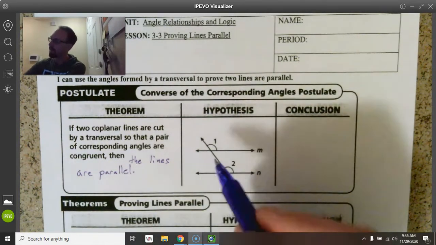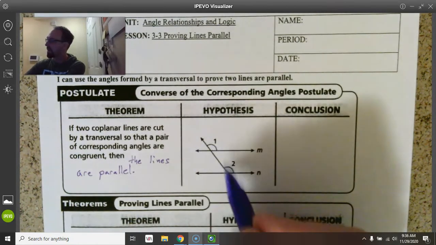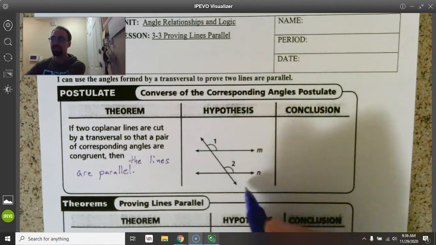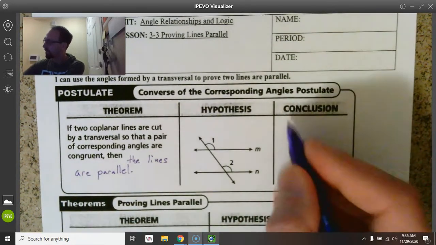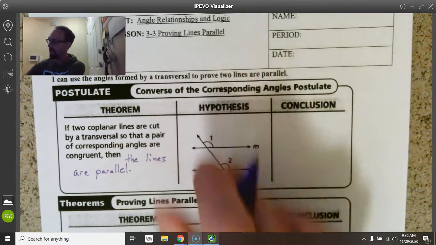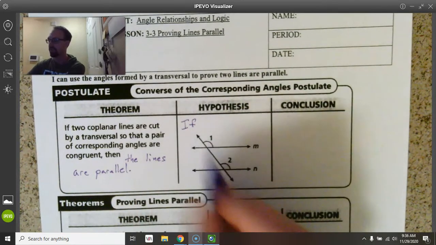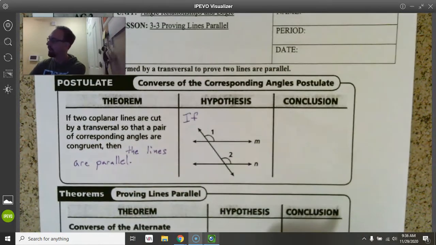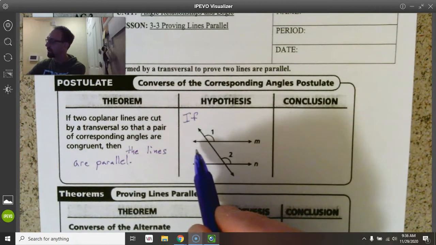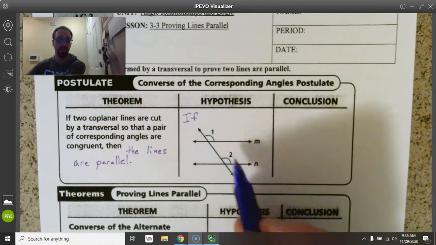And they have to be because this angle being corresponding to this angle, remember, corresponding angles are congruent. So if these two angles are corresponding, then I know that these two lines are parallel. So the hypothesis here says, if this, remember hypothesis, if we have a transversal that cuts through the two lines, and then it makes corresponding angles.